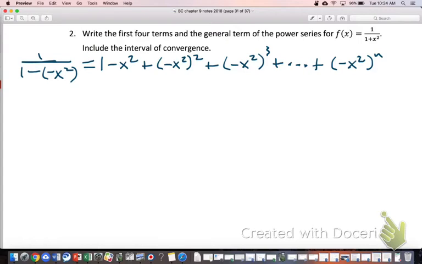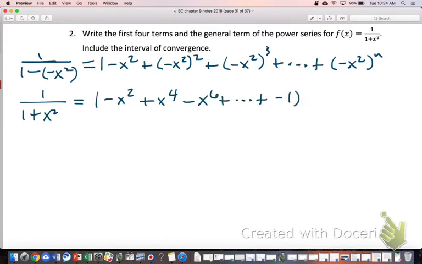So then this does get us what we want, 1 over 1 plus x squared. And over here, we'll clean it up a little bit: 1 minus x squared plus x to the 4th minus x to the 6th plus dot dot dot plus maybe negative 1 to the n x to the 2n. Something like that. What do y'all think? Is that okay from a substitution standpoint? You guys hanging in there okay? Any questions?